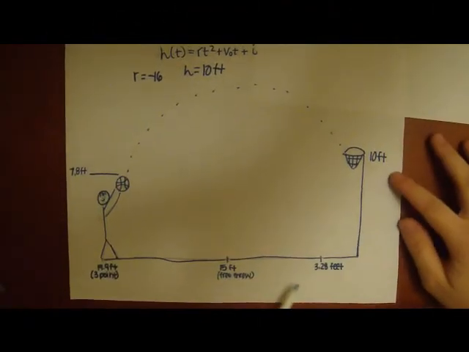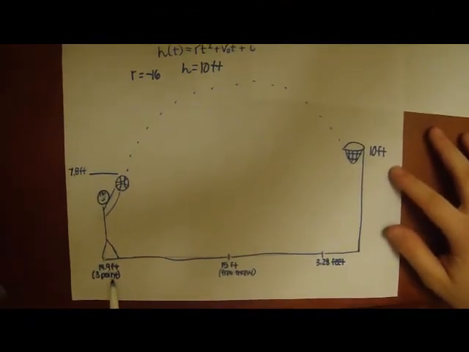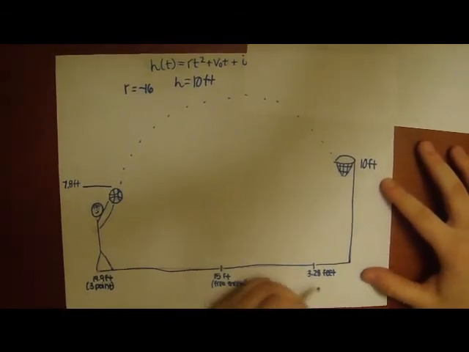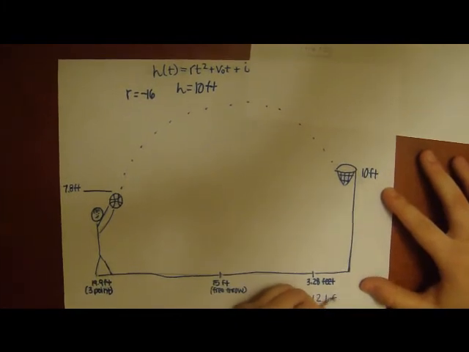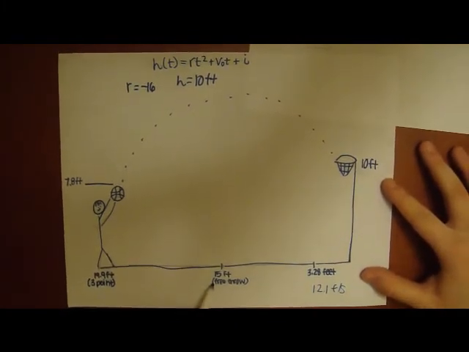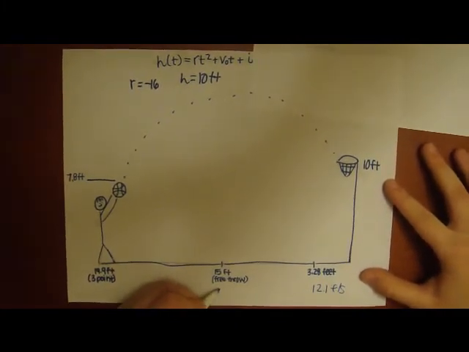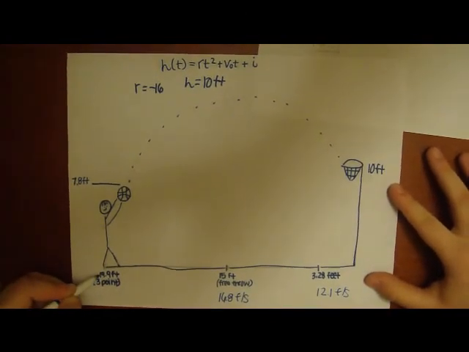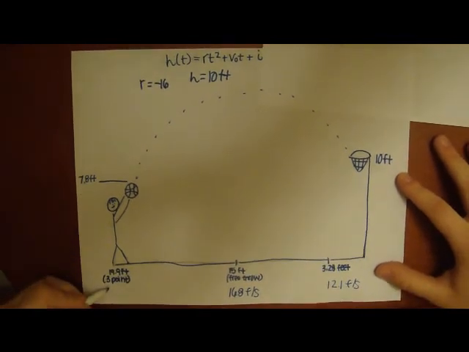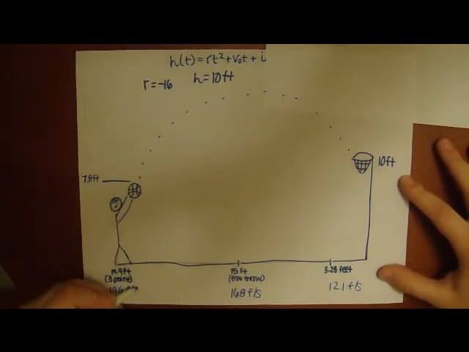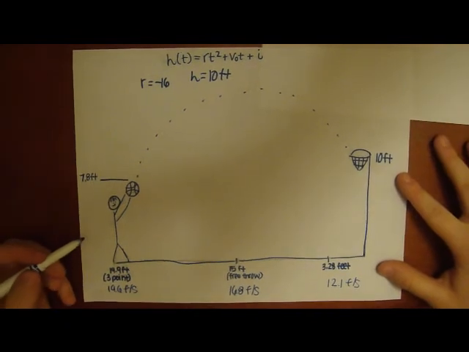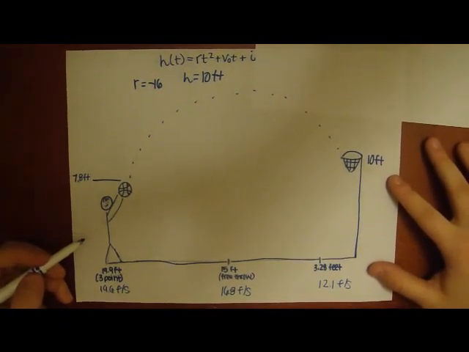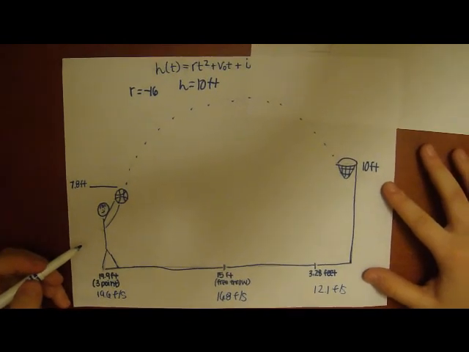In conclusion, as you move farther away from the basketball hoop, the more initial velocity you need to put on your shot. So at 3.28 feet, the initial velocity was 12.1 feet per second. At 15 feet, it was 16.8 feet per second. And at 19.9 feet at the three-point line, it was 19.6 feet per second. This is logical and also proved by using the mathematical equation we used today. And in our next video, we will show what happens without using initial velocity on the ball.